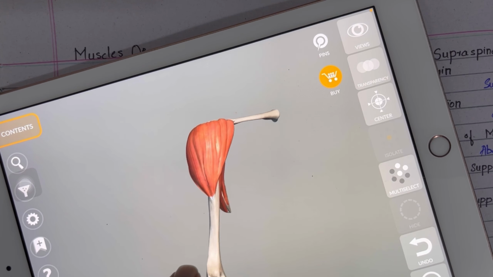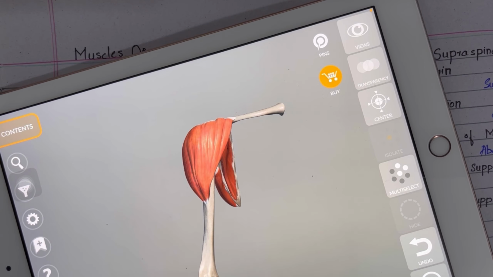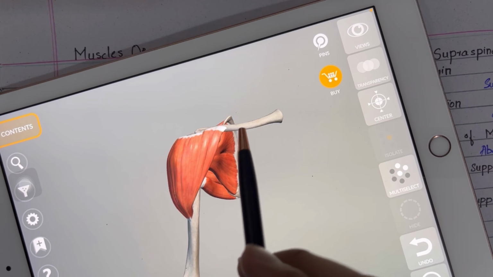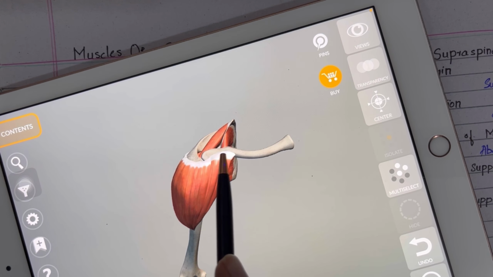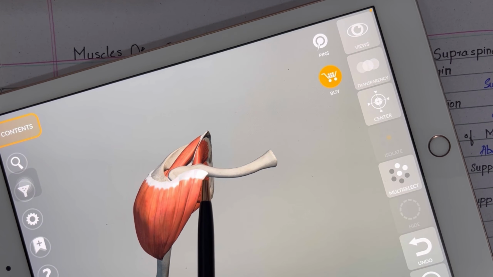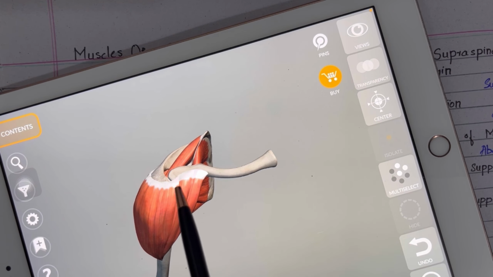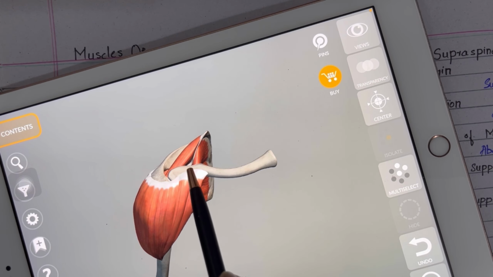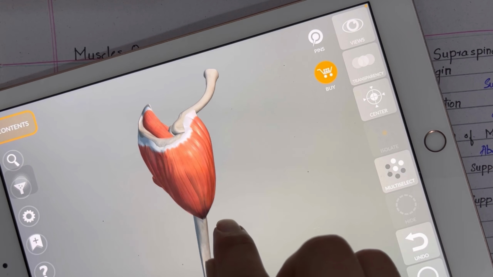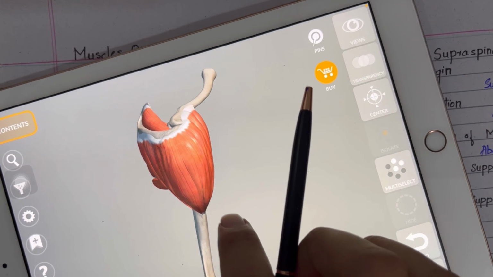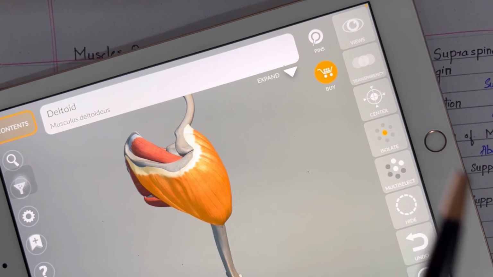Now student, moving toward the origin of the deltoid muscle. So the deltoid muscle has three origins. First, the anterior part originates from the lateral 1/3 of the clavicle bone. This is the lateral 1/3 of the clavicle bone. So the anterior part originates from the lateral 1/3 of the clavicle bone, hence it is also called the clavicular part.